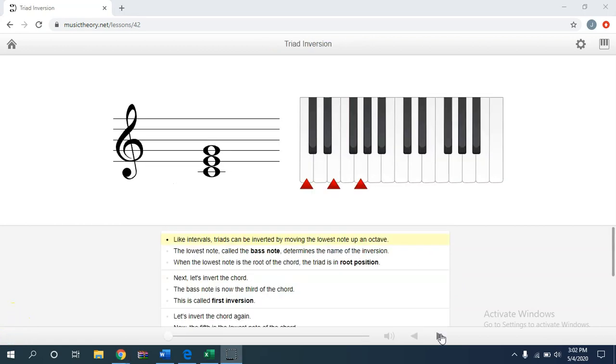Okay, so like intervals, triads can be inverted by moving the lowest note up an octave. So what we're going to do is invert a couple of chords here to hear what they sound like. The lowest note is called the bass note, and that determines the name of the inversion. So whatever the bass note is will help us decide what kind of inversion we're in. But when it's the lowest note of a chord, like this C major chord here, for example, we have a triad that's in root position. Here's what it sounds like.